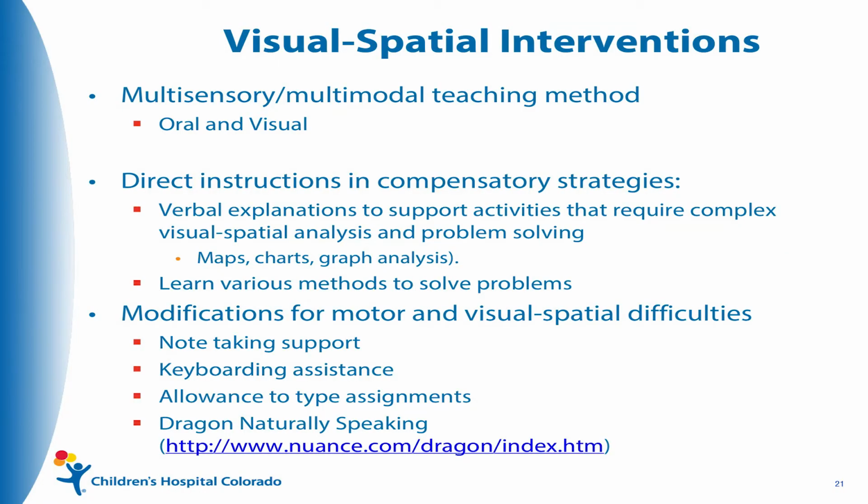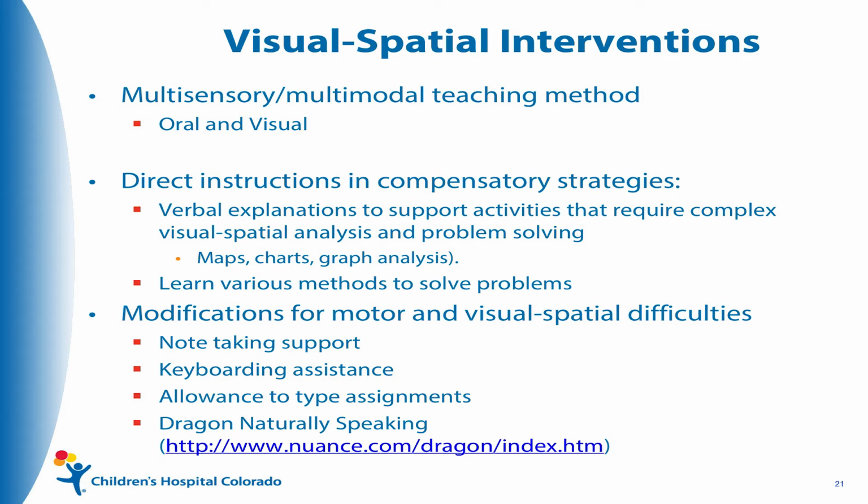The other idea surrounds these visual-spatial interventions. When kiddos are struggling with visual-spatial deficits in the academic setting, the most notable difficulties we can see are with interpretation of graphs and charts, keeping lines with math facts and things like that. Those can be the difficulties we see with the orientation of some of these problems.